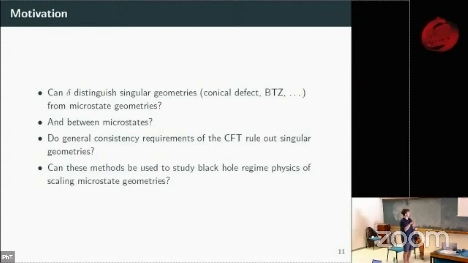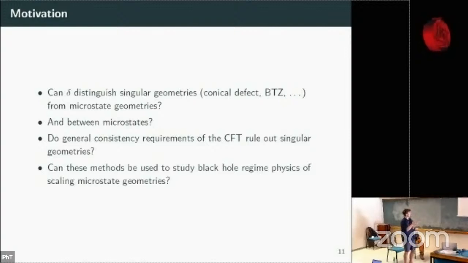Okay, this ends up being yes, quite simply. And then can it also tell between microstates? If I have some family of microstates, can it tell between the different members of the ensemble? It's just good to check how fine-grained the information is that this thing can extract.